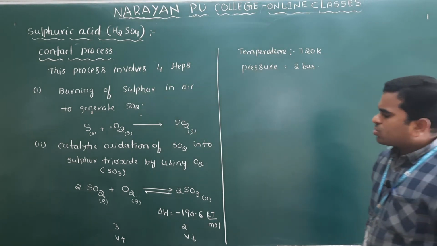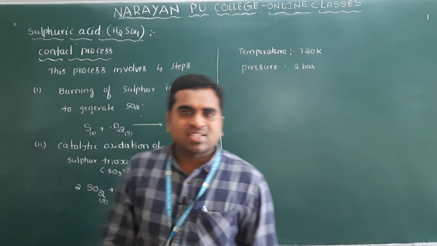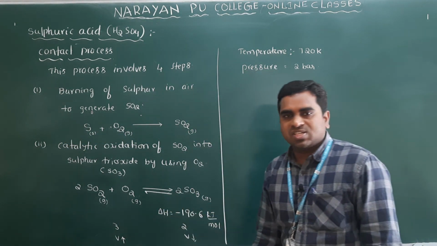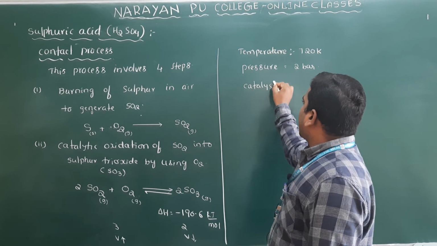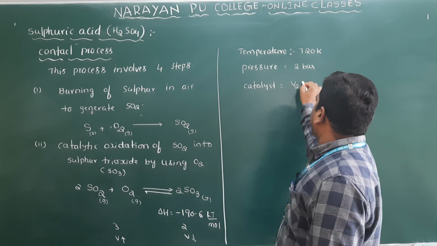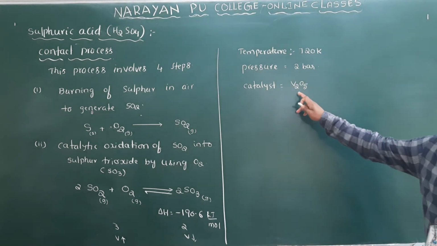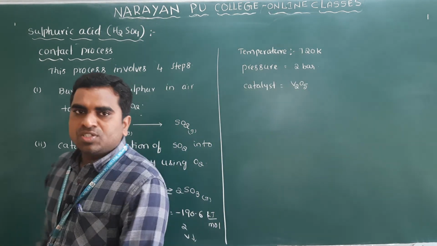Clear ma? Even though you are maintaining temperature and pressure, the rate of reaction is somewhat slow, so to increase the rate of reaction we have to use a catalyst. The catalyst used in this reaction is vanadium pentoxide, V2O5. We call this vanadium pentoxide. Clear ma? So this is the second step.